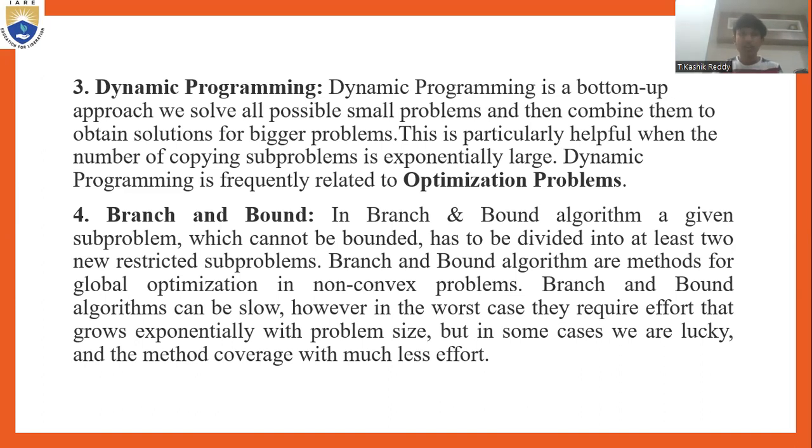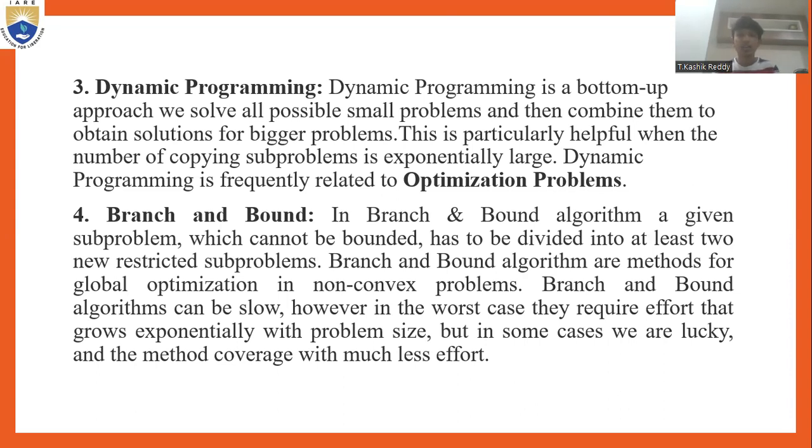Next, branch and bound. In a branch and bound algorithm, a given subproblem which cannot be bounded has to be divided into at least 2 new restricted subproblems. So an already divided subproblem, if it is not bounded, should be divided again into at least 2 restricted subproblems. Branch and bound algorithms are methods for global optimization in non-convex problems.